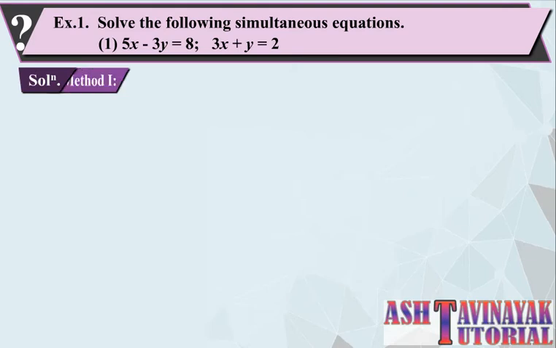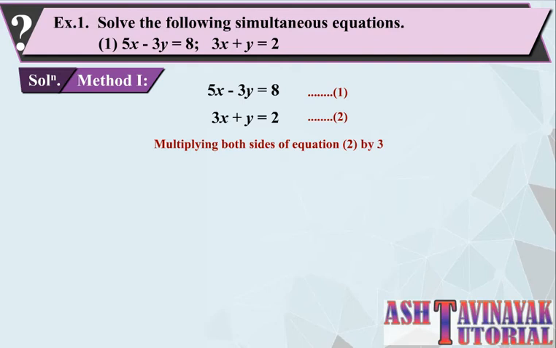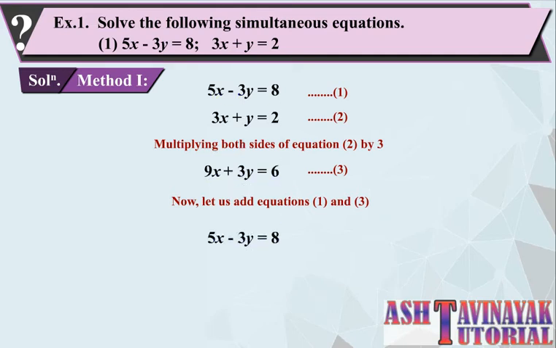Solution. Method 1. 5x - 3y = 8, equation 1. 3x + y = 2, equation 2. Multiplying both sides of equation 2 by 3, 9x + 3y = 6, equation 3. Now let us add equations 1 and 3. 5x - 3y = 8 plus 9x + 3y = 6 gives 14x = 14. Therefore, x = 1.